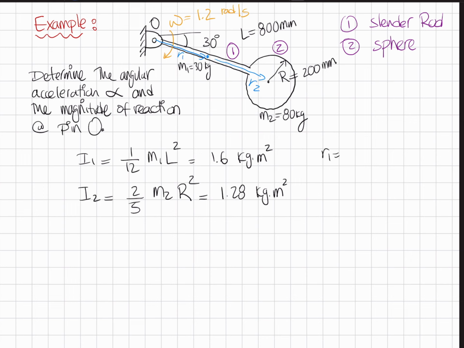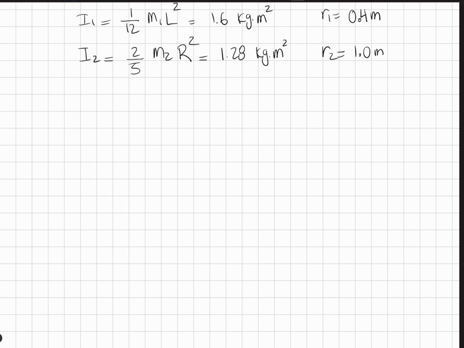R1 here is equal to 0.4 meters. So it's the 800 millimeters divided by 2. R2 is basically the 800 millimeters plus the radius of the sphere. So that gets us to 1.0 meter. So that's all the mathematical preliminaries. The next important step when we're setting up is the free body diagram.